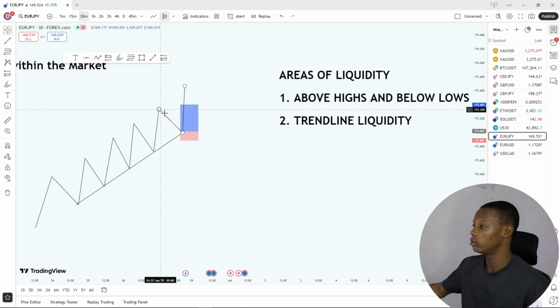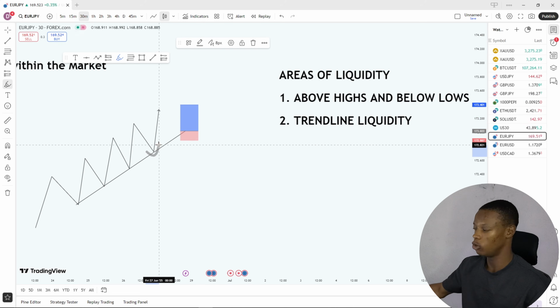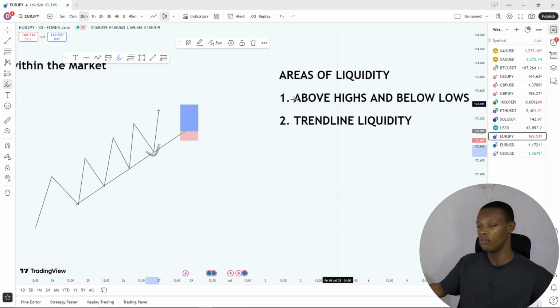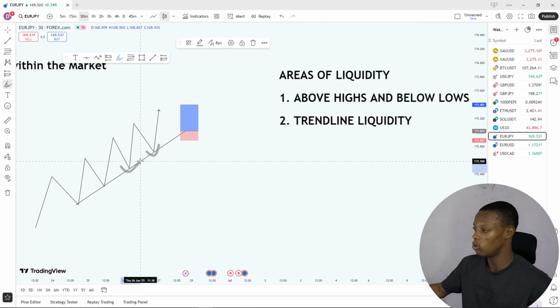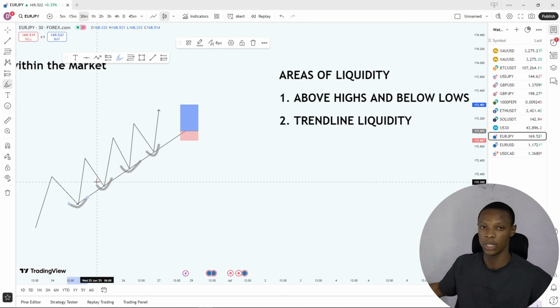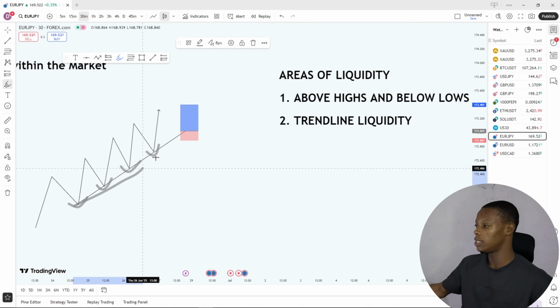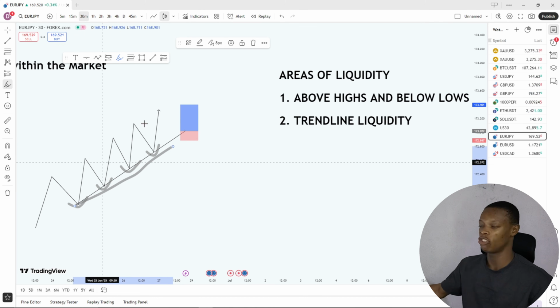this is a low in the market. This is a low point, and you know, above every high and below every low, there's liquidity. So this is a low, and this low has liquidity. Another low, this low has liquidity. Another low, this low has liquidity. Another low, this low has liquidity. Now, all of these are accumulated within this trendline. So this is called the trendline liquidity.